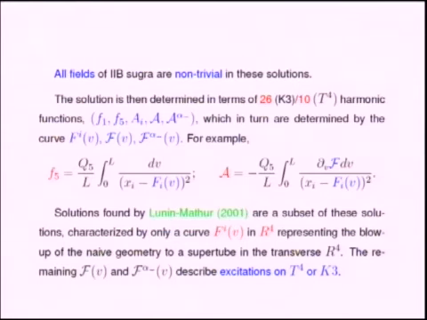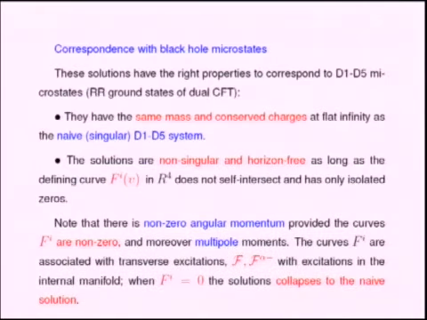Now, back in 2001, Lunin and Mathur found a subset of these solutions which just had the curve F_i in the transverse 4-dimensional space. So these represented cases where the D1, D5 branes have blown up into a sort of supertube in the transverse R4. What our solutions are describing have these extra curves. The branes are carrying internal excitations on the compact directions that the D5 is wrapping. So that's the physical interpretation.